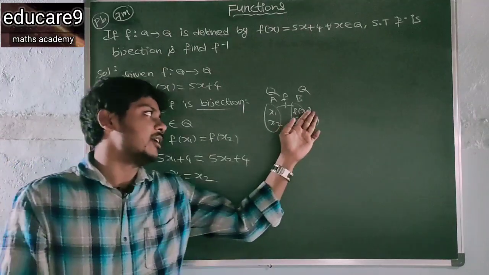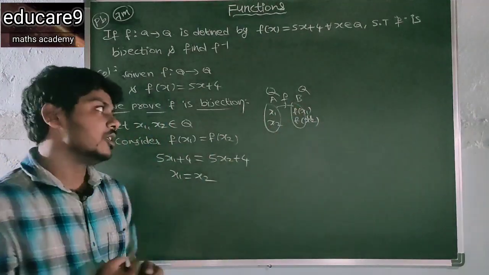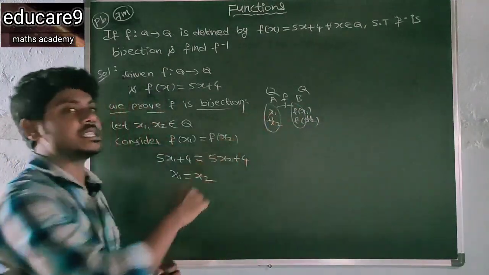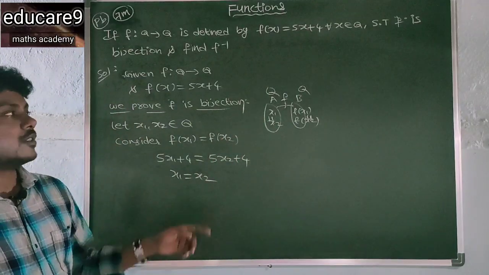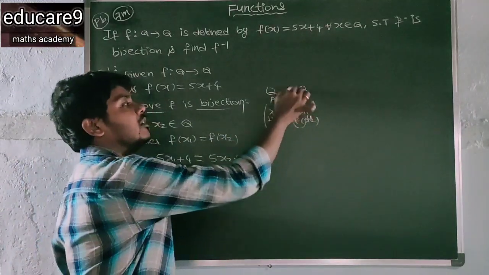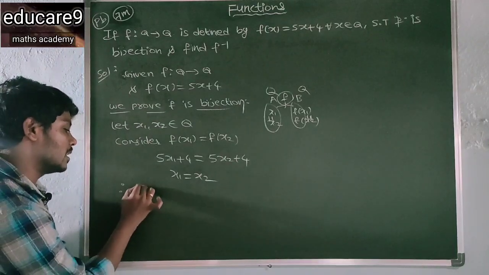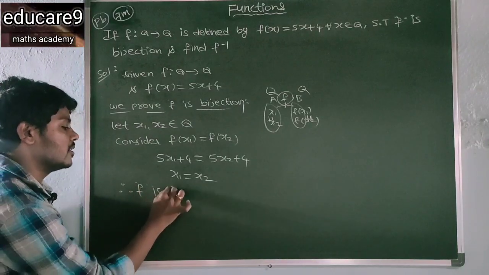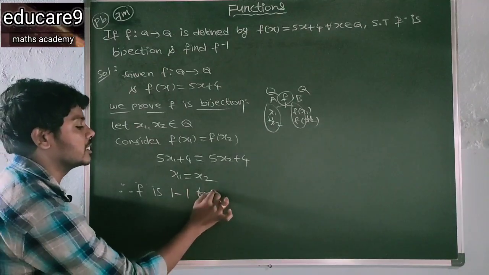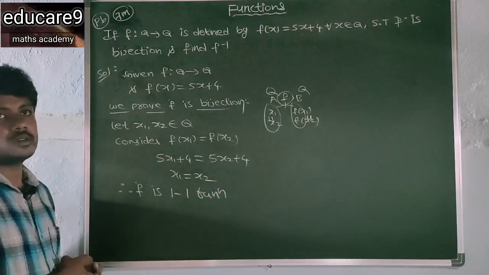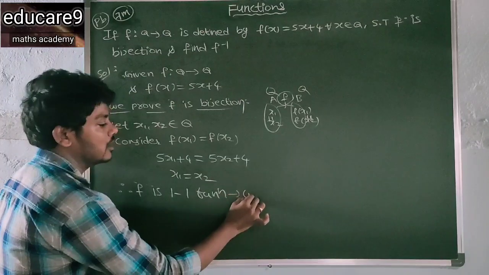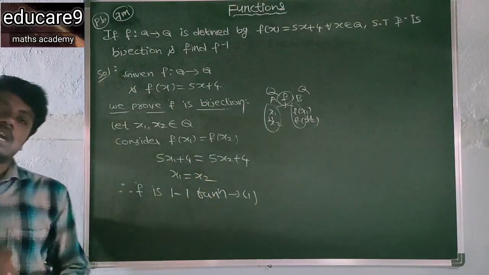So consider f of x1 equal to f of x2, then you proved x1 is equal to x2. Therefore clearly f is one-one function. So therefore f is one-one function. This is first. Next you prove f is onto.